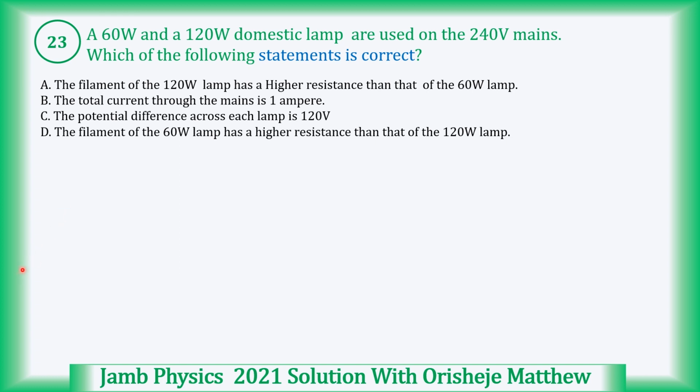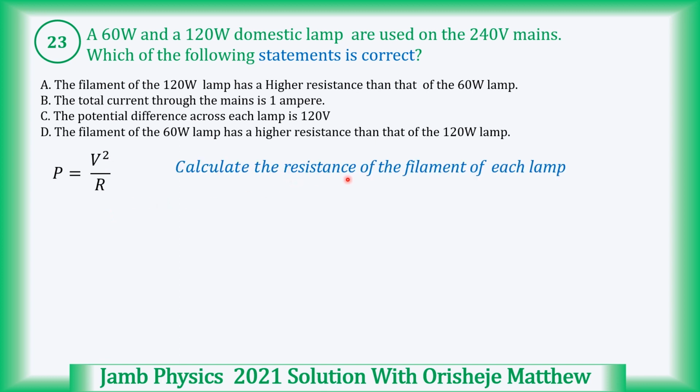A 60 watt and a 120 watt domestic lamp are used on the 240 volt mains. Which of the following statements is correct? If you look at them, both of them are used on the mains. Since we are talking about power, let's look at the power. The power across each lamp is the voltage squared divided by the resistance.